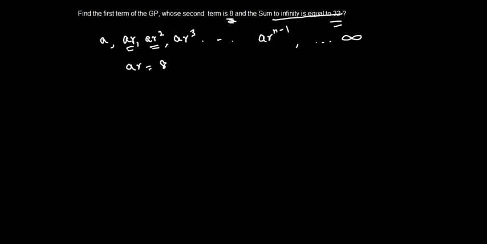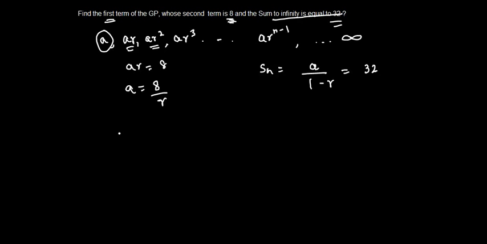So AR is equal to 8 and the sum to infinity is given as A upon 1 minus R is equal to 32, right? You are required to find out the value of the first term. First term is what? You're required to find out the value of A, right? So A is equal to what?